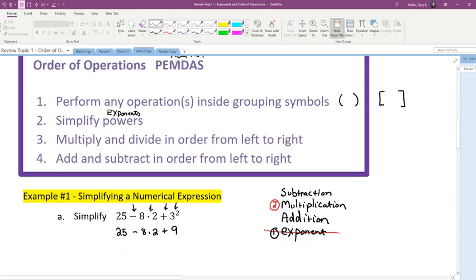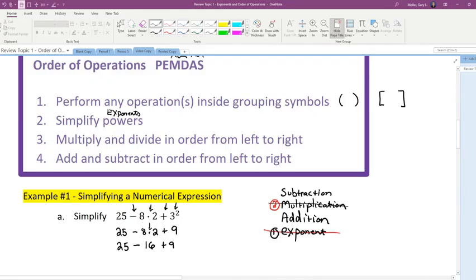So I haven't touched the 25, so that's still there. I still have a minus sign, and 8 times 2 we know is 16. And then I have a plus 9, and I'm going to write a plus 9. So I have done my multiplication right here. Control Z. So that 8 times 2 was the second thing that we did.